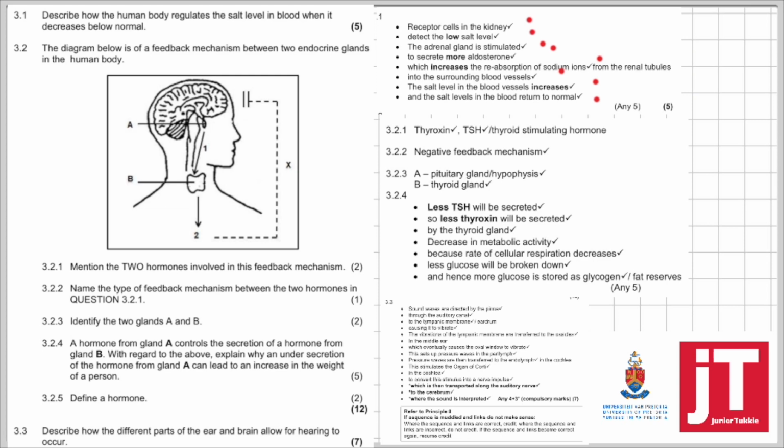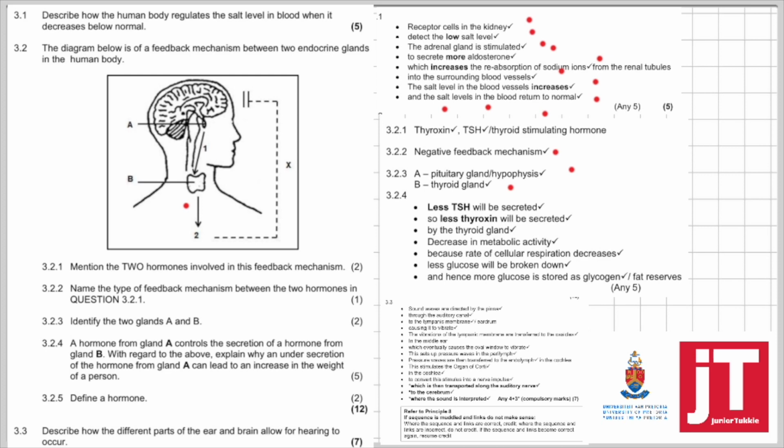3.2. Name the type of feedback mechanism between the two hormones in question 3.2.1. That we know. They want the type of feedback mechanism. That is obviously a negative feedback mechanism. But before that, let's do 3.2.1. Mention the two hormones involved in the negative feedback mechanism. Thyroxine and thyroid stimulating hormone, TSH. 3.2.3. Identify the two glands A and B. A we know is the pituitary gland. B is the thyroid gland.